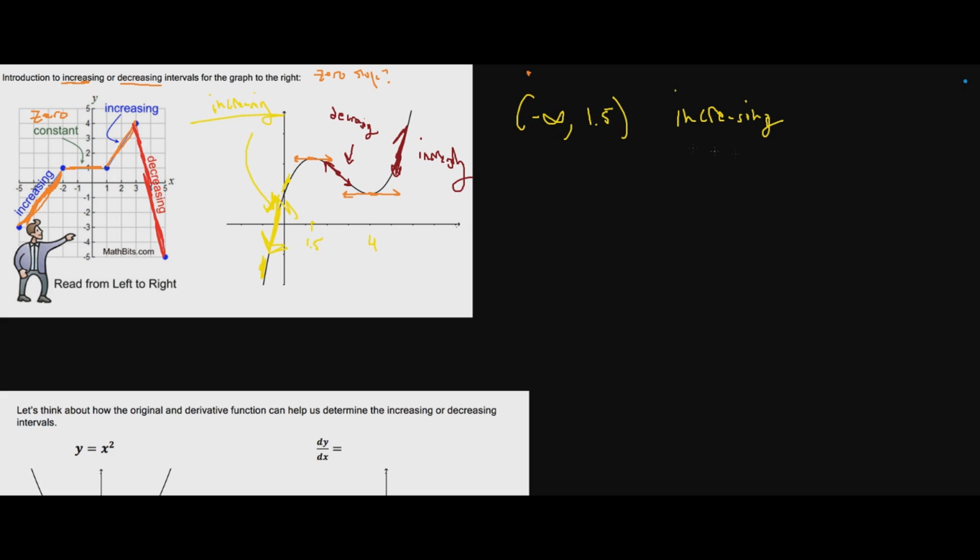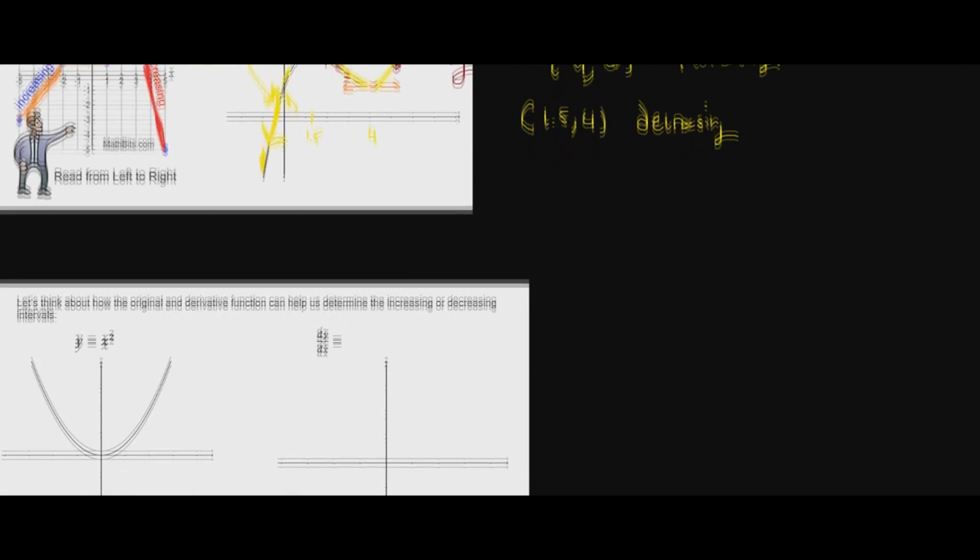Is there anywhere else that we're increasing? Well, we talked about it right over here. This is increasing as well. So from 4 to infinity, we're also increasing. And when are we decreasing? Well, in between these two points, right? Right here, in between these two. So we could say that from 1.5 to 4, we are decreasing. Okay, and that's kind of a quick introduction to increasing or decreasing, and being able to determine that. We were able to look at this graph and find out when it's increasing or decreasing.